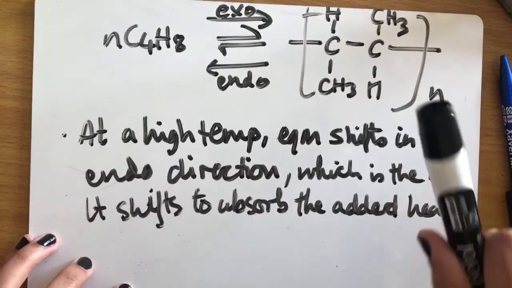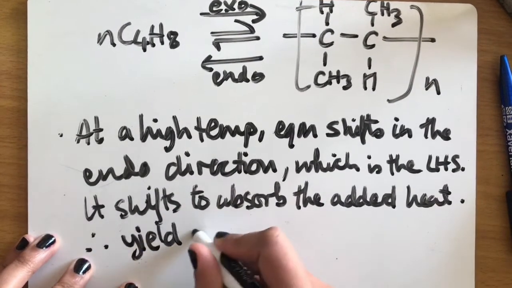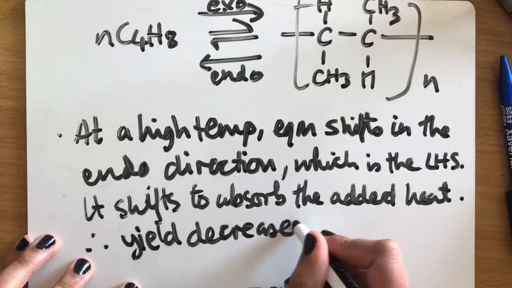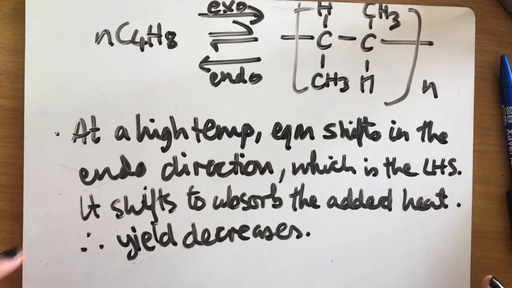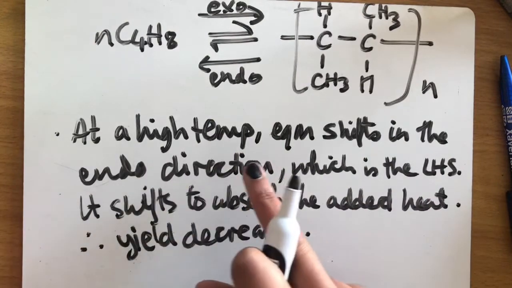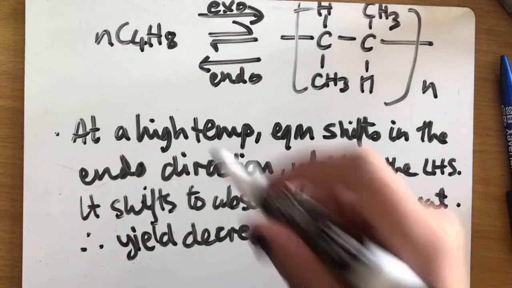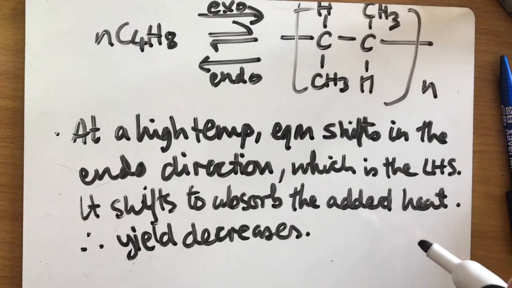Therefore, if it's going to the left-hand side, yield decreases. Okay, so basically you're pointing out here that a higher temperature would give us a low yield, which isn't very good. So to increase the yield, we would need a really low temperature. And what they've said in the mark scheme is you could have written vice versa. You could have said at a low temperature, equilibrium shifts in the exo direction, which in this case is to the right-hand side. It shifts to release heat, and therefore the yield would increase.